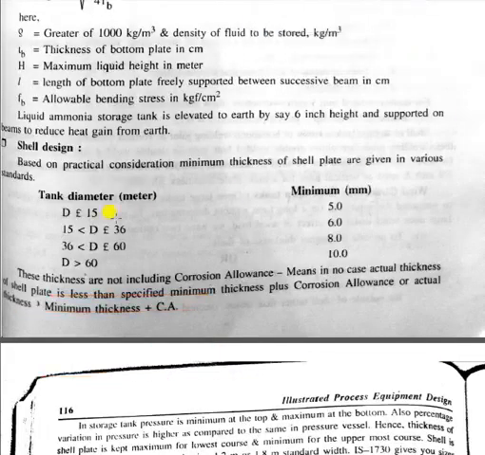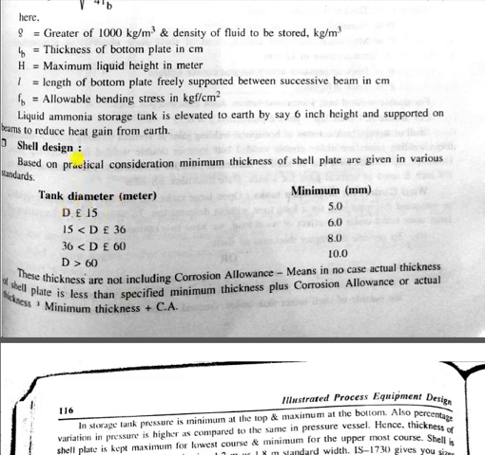Now let's see the data for shell design. Based on practical considerations, the minimum thickness of shell plate is given in various standards. If the diameter is approximately 15 m, then the minimum thickness is 5 mm. If the diameter is less than 36 meters, then it will be considered 8 mm, and for more than 60 meters, the minimum thickness is 10 mm.